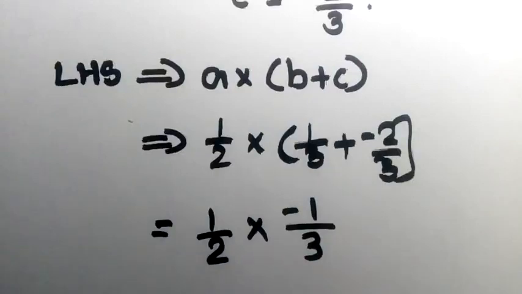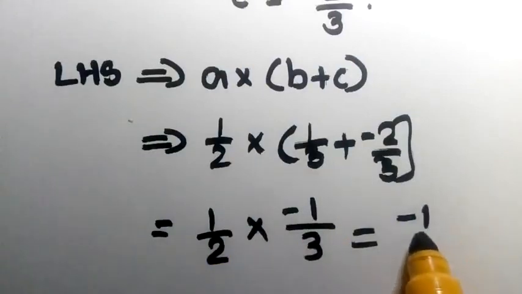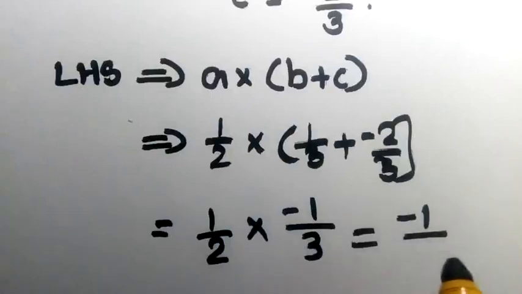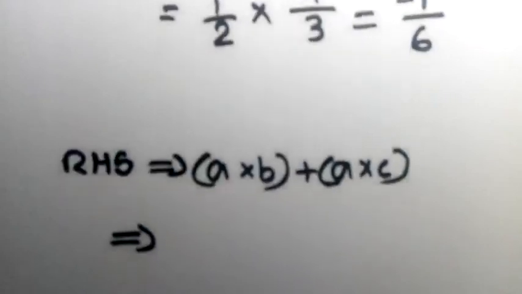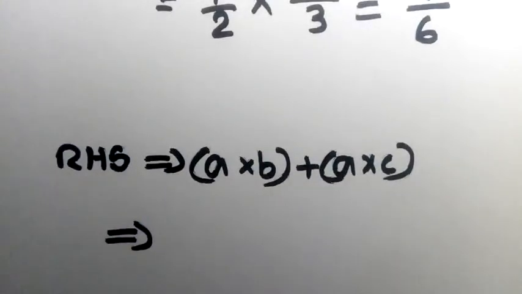1 by 2 into minus 1 by 3 is equal to 1 into minus 1, minus 1 by 2 into 3, 6. So for LHS, we got the answer minus 1 by 6. We need to check whether the RHS is also the same answer or not. Okay, RHS. A into B plus A into C.